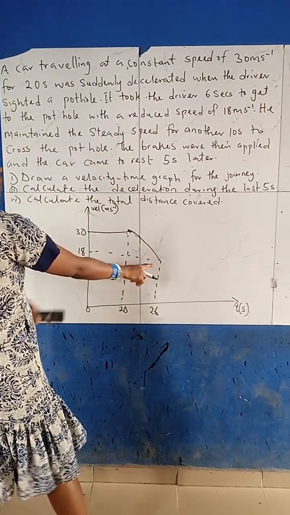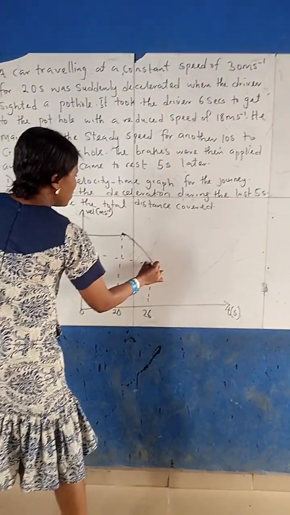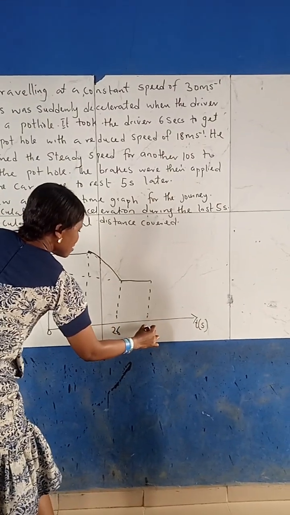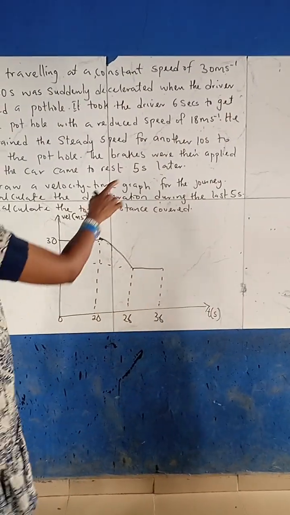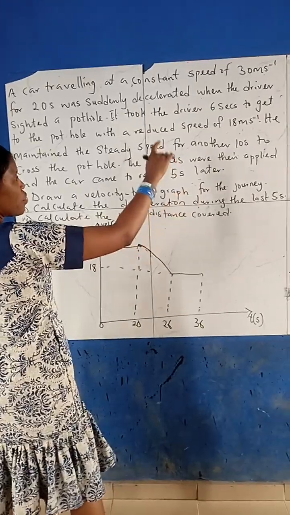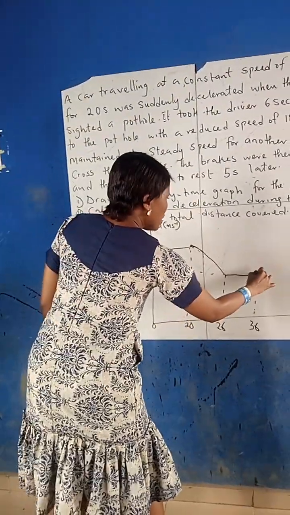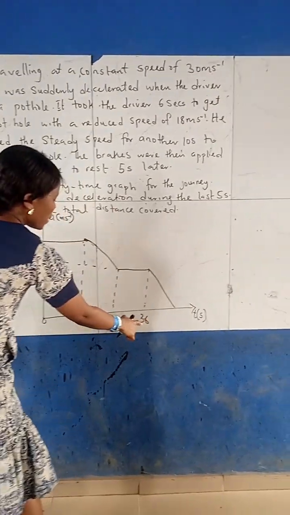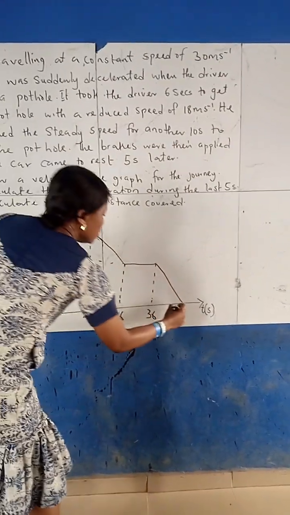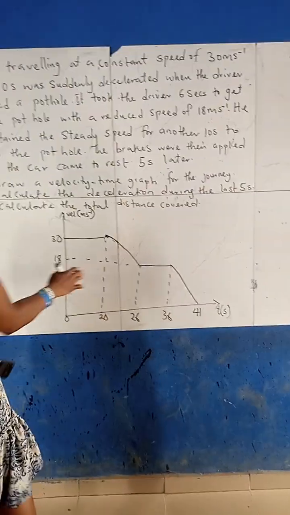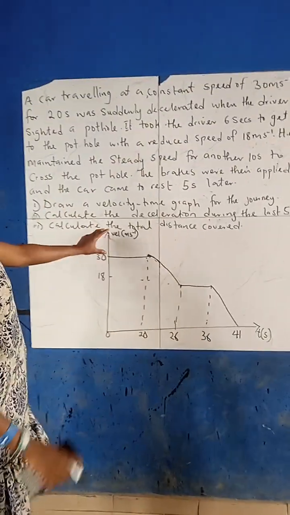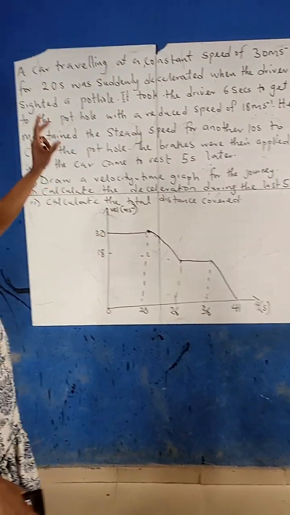Now, he then maintained this speed for another 10 seconds. So this place will be 36 seconds, to cross the pothole. The brakes were then applied and the car came to rest 5 seconds later. So he then applied the brake. From here to here, the next 5 seconds, that will be 36 plus 5, that will give me 41. So I am to draw the velocity time graph for this motion. So this is my velocity time graph for this motion.